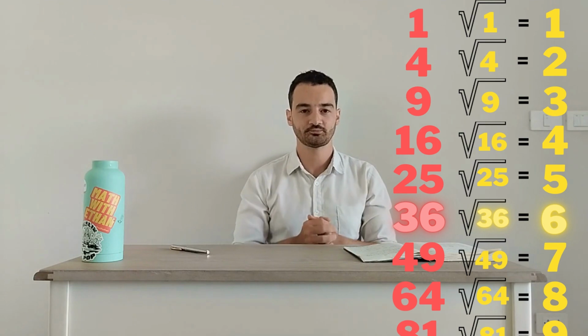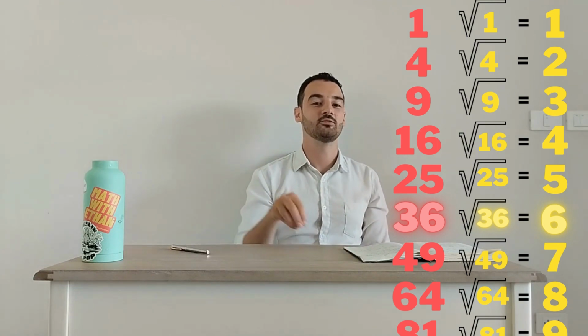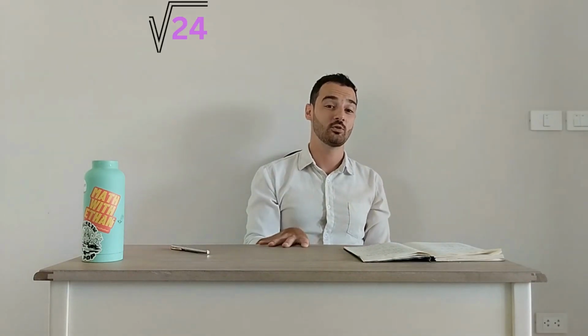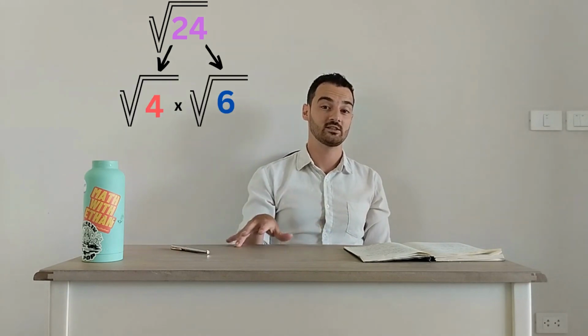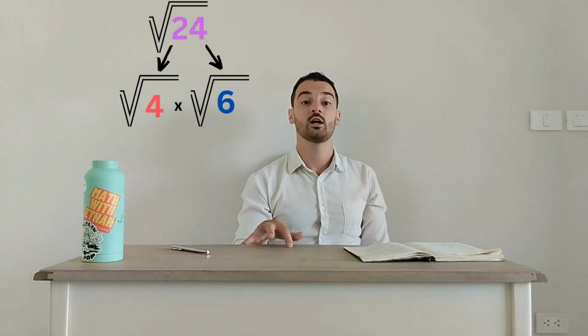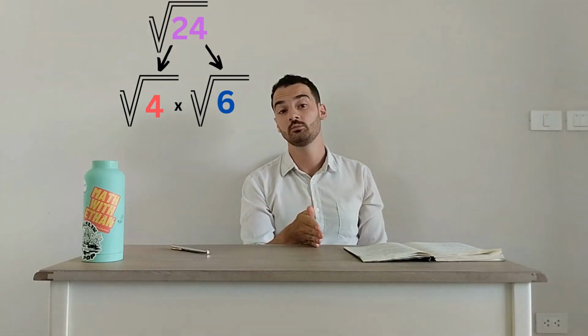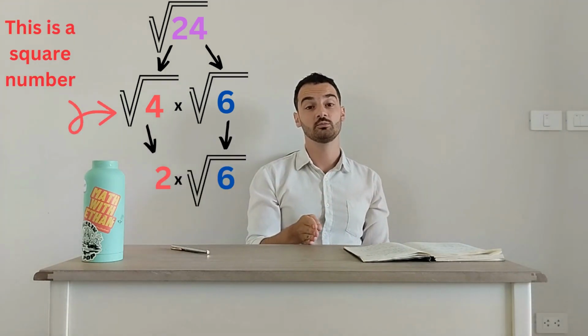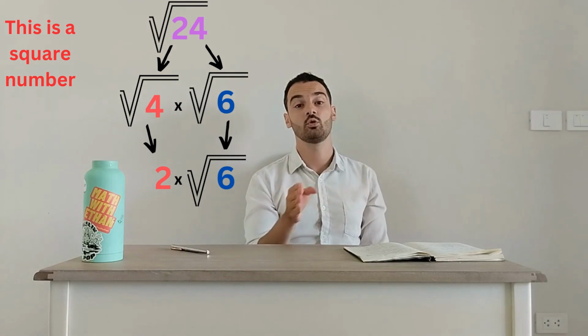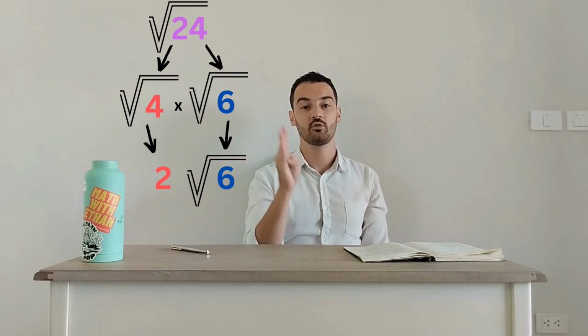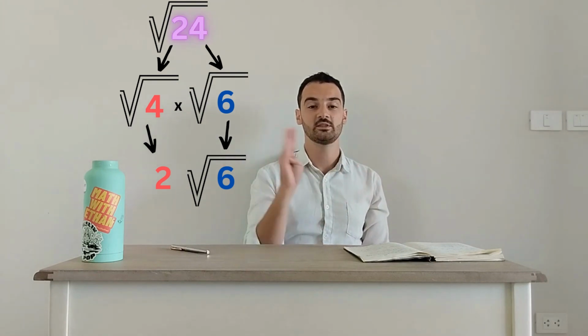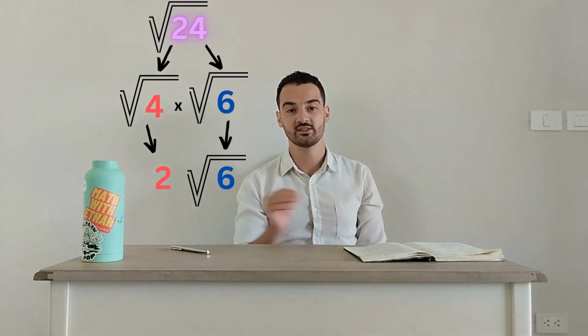Alright? So the square root of 24 we can split into the two multiples 4 and 6. So it becomes square root of 4 times the square root of 6. And then square root of 4 becomes 2. So it becomes 2 times root 6, or 2 root 6. So therefore, square root of 24 can be simplified to be 2 root 6.